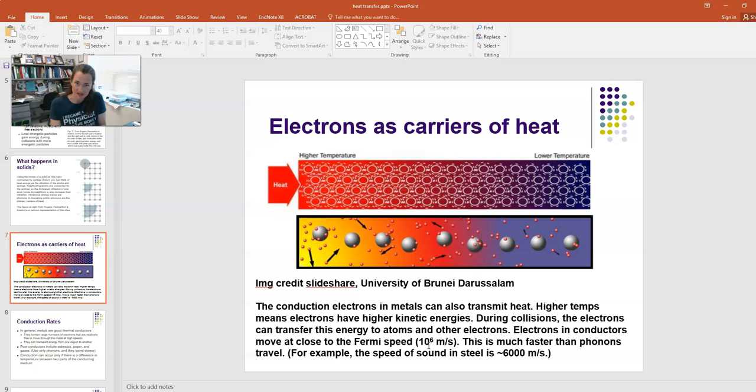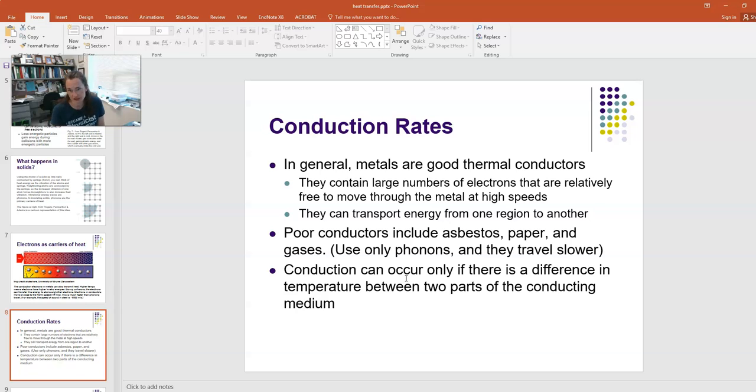This rate of energy transfer is much faster than with phonons. If you think of a phonon as a vibrational energy wave, that's sound, and the speed of sound in metals is a lot less than 10 to the 6th meters per second. That makes metals, in general, good thermal conductors compared to insulators, which only have phonons to carry the heat. Metals are good thermal conductors because they contain a large number of electrons that are free to move through the material at high speeds, and those conduction electrons can transport energy from one region to another.